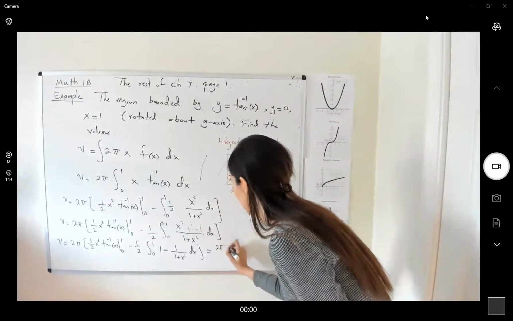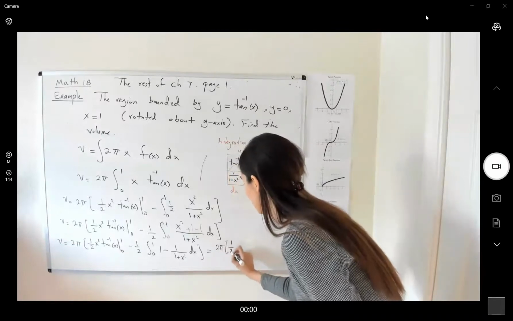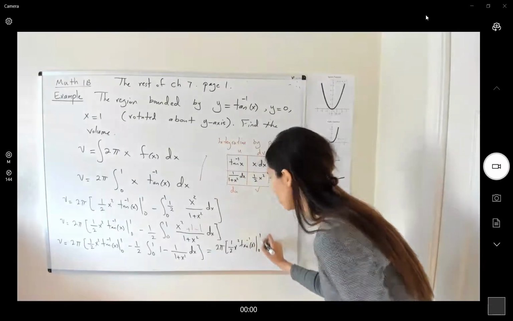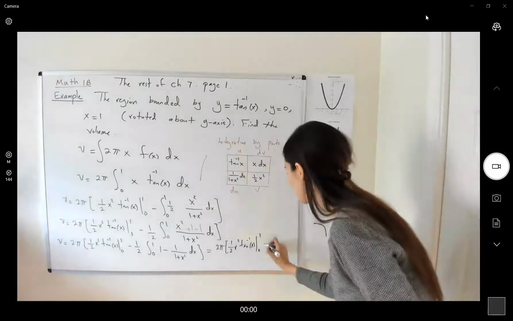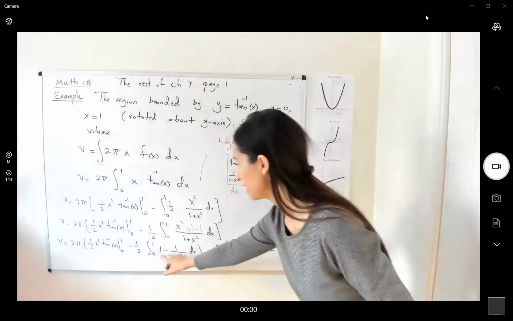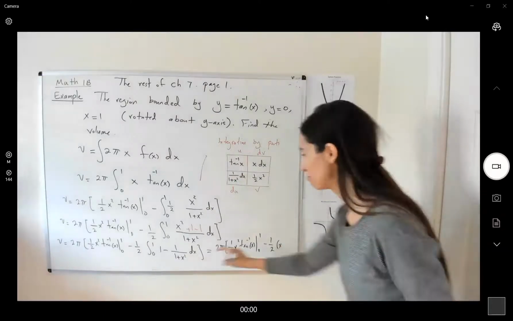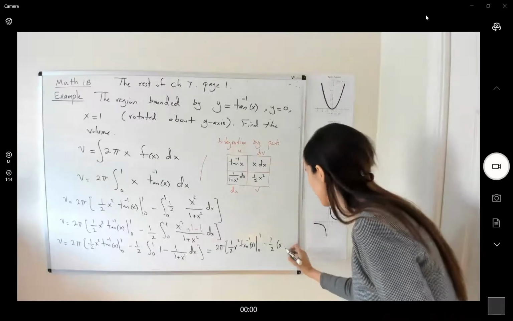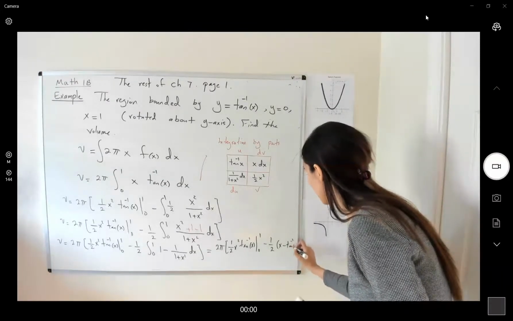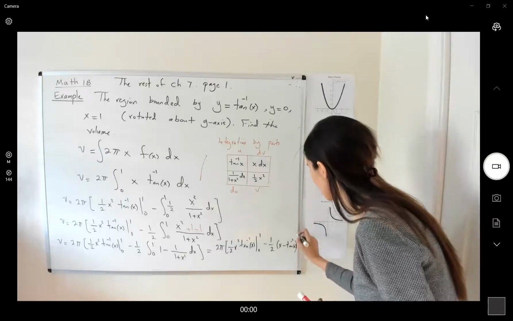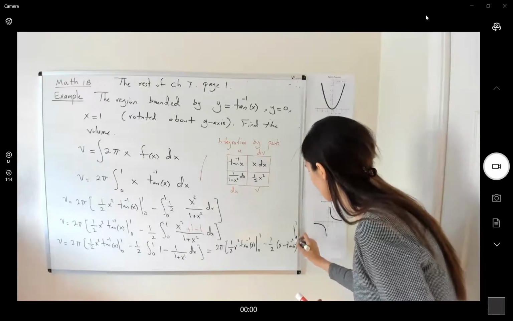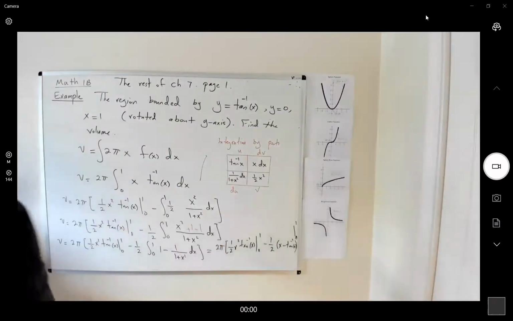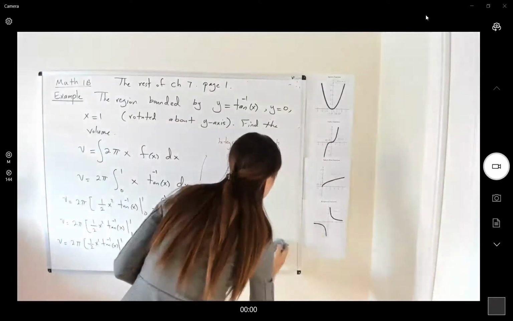This is equal to 2 pi times a half x squared inverse tangent of x, 0 to 1, minus a half. The integral is x minus the integral of 1 over 1 plus x squared, which is inverse tangent. So tangent inverse of x, and your x ranges between 0 to 1. So let's see, I need a little bit of space to put everything inside the bracket.